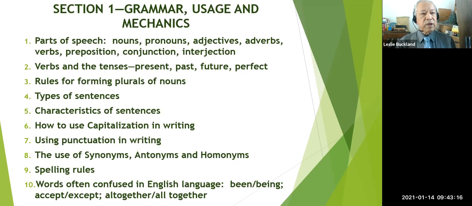After we're finished parts of speech, we will be moving on to verbs and the tenses of the verbs. Tenses refer to the time when an action takes place. And it also refers to the kind of action that takes place, whether it is just one time or whether it is over and over again. We will be looking at 4 tenses: present tense, past tense, future tense, and perfect tense.